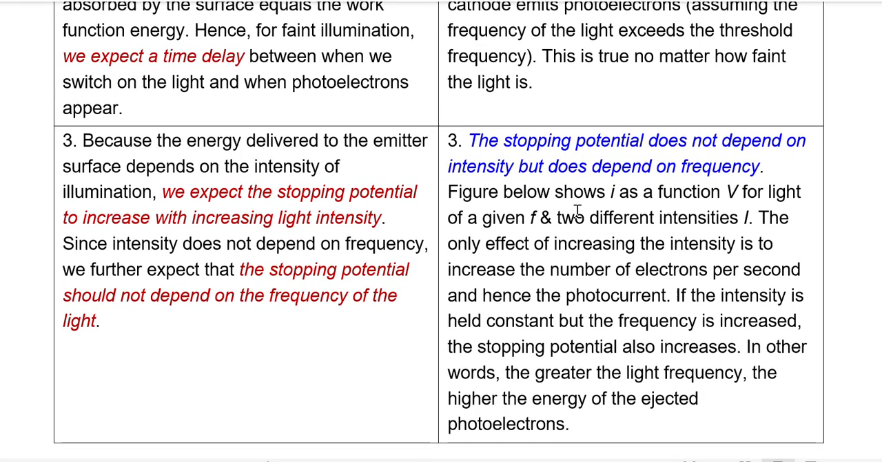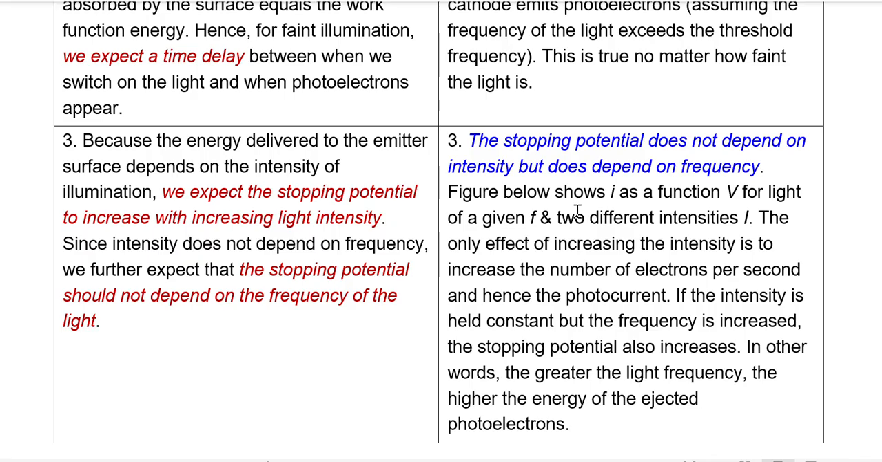Finally, stopping potential doesn't depend on intensity, but depends on frequency. Again, this should already be more or less explained to you. Intensity, as we talked about, only affects the number of photons emitted from the light source. It doesn't affect the energy of each photon. And since electron-photon interaction is 1-1 again, how much kinetic energy I have, which is eventually measured by the stopping potential as discussed earlier, must be solely determined by the frequency of the light, because an electron can only absorb one photon of light.